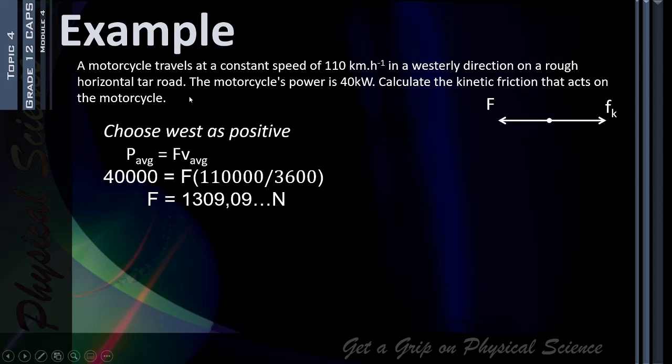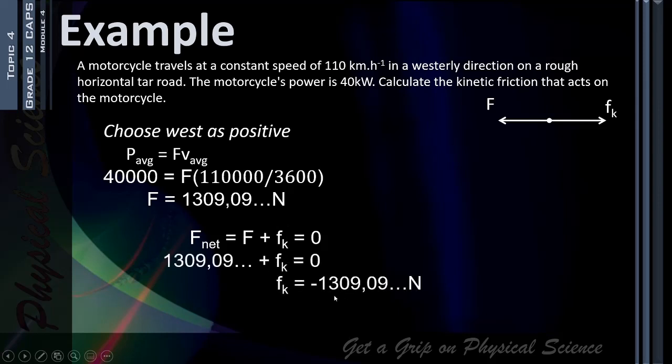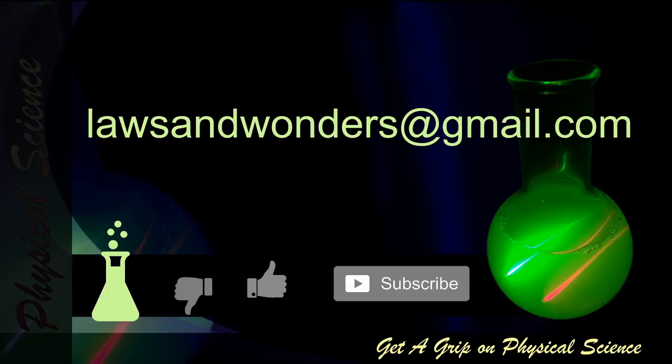But we know that the motorcycle travels at a constant speed, so we know that the net force acting on this motorcycle is 0. And that's the force of the engine plus the kinetic friction, and that's equal to 0. We can calculate the kinetic friction. It's equal to negative 1,309,09 Newton. The negative we can interpret as east, and we can round off to 2 decimal places. So the kinetic friction then is 1,309,09 Newton east.